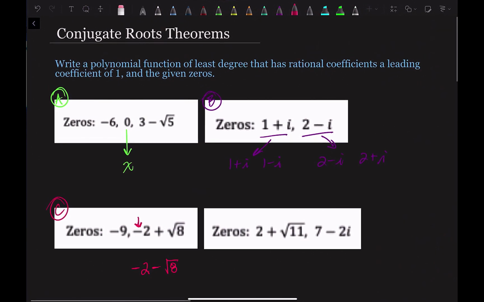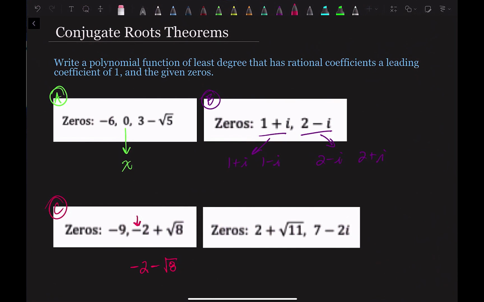And then lastly, you could have something like the last one, example D, where you just have bigger numbers, also two conjugates, and also a mix of both irrational and complex numbers. None of that is more difficult, just more tedious, like we had talked about.